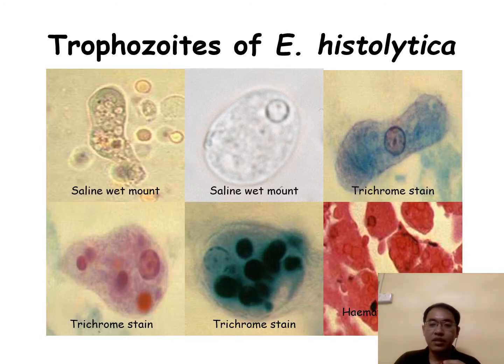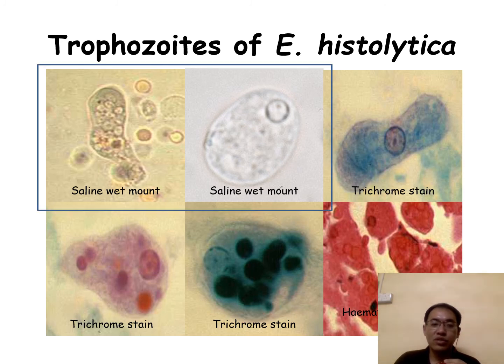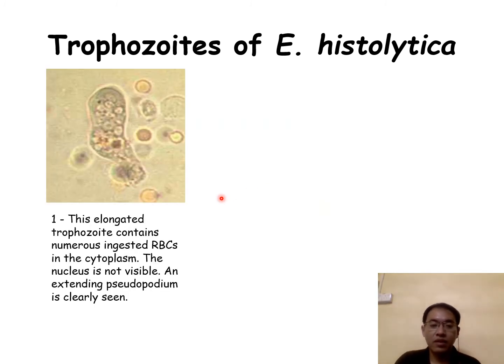Okay, this picture shows the various forms of trophozoite in the clinical specimens. These two are the trophozoites that we see under microscopy. This is the elongated form of the trophozoites. We can clearly see the pseudopodia, and there are many food granules inside the trophozoite. It could be RBC, it could be bacteria, it could be anything. But over here we can't appreciate the nucleus.